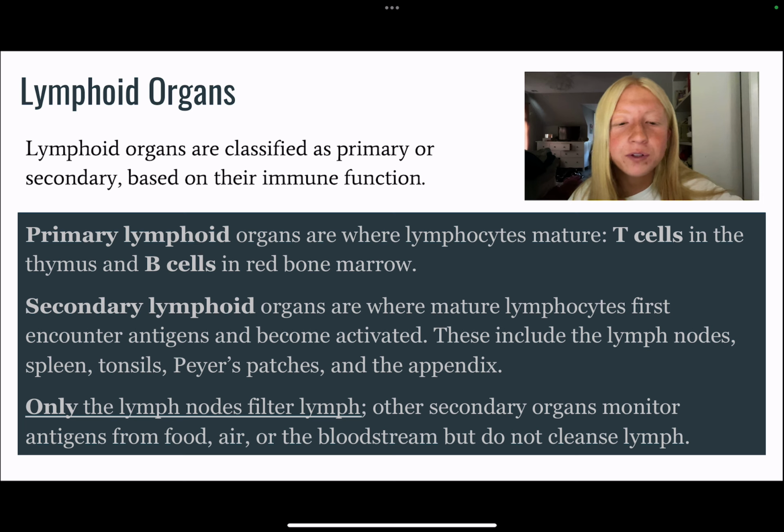Only the lymph nodes filter lymph. Other secondary organs monitor antigens from food, air, or the bloodstream, but do not cleanse the lymph.